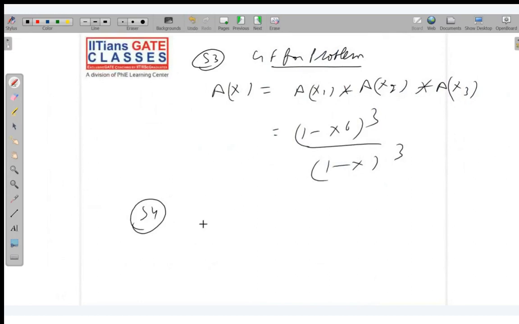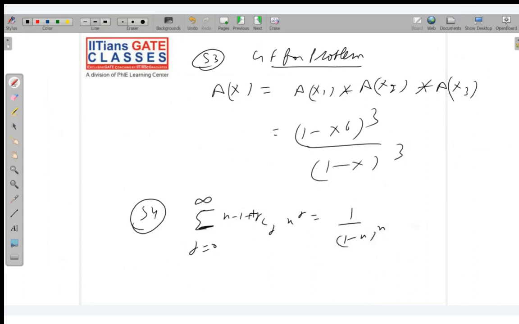Okay, step number 4 is a formula. You have to learn it by heart. I will give you the proof in generating functions. So the sum for r equal to 0 to infinity of C(n minus 1 plus r, r) x^r is 1 upon (1 minus x)^n.